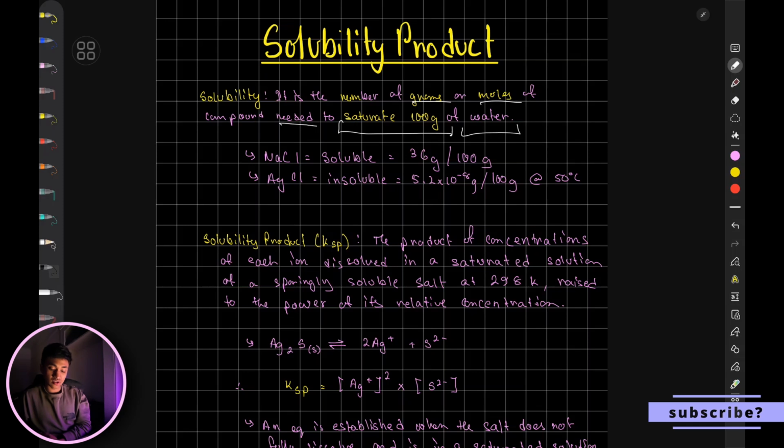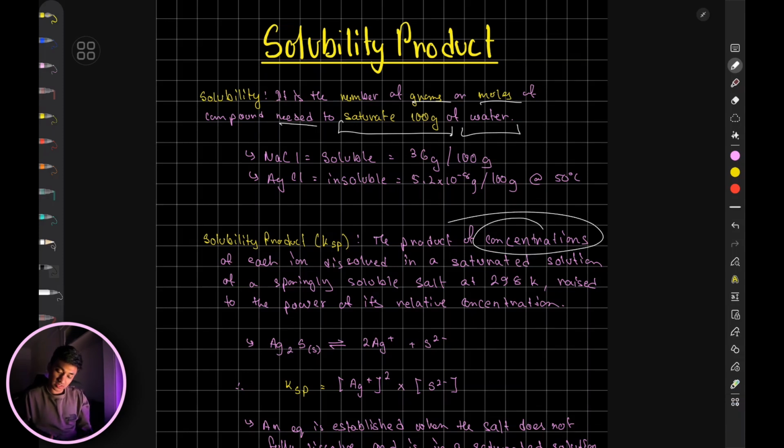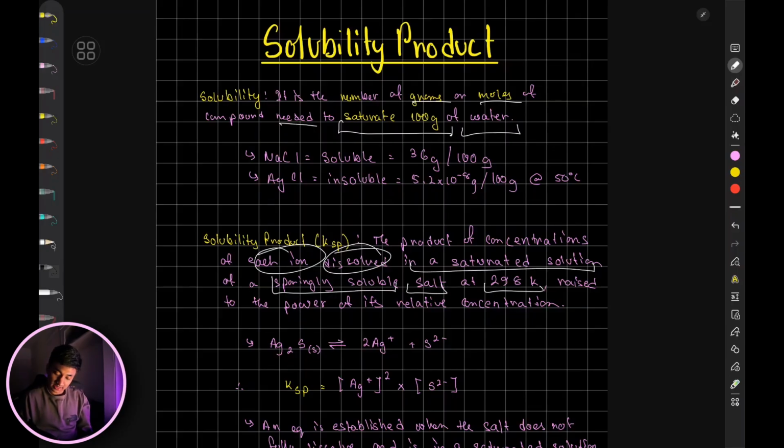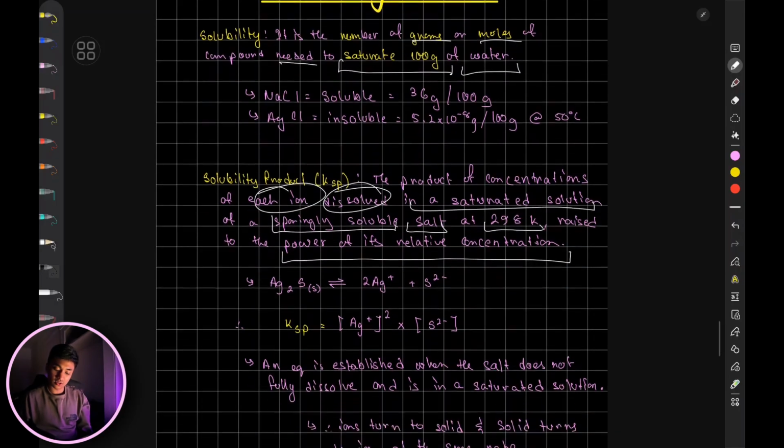Now, what is solubility product? It is the product of concentrations of each of the ions dissolved in a saturated solution of a sparingly soluble salt at 298 Kelvin, raised to the power of its relative concentration. A lot of words, right? Let me take you through everything one by one.